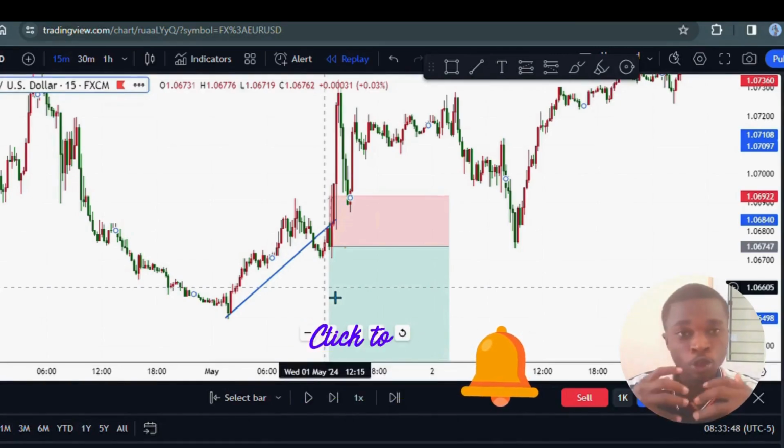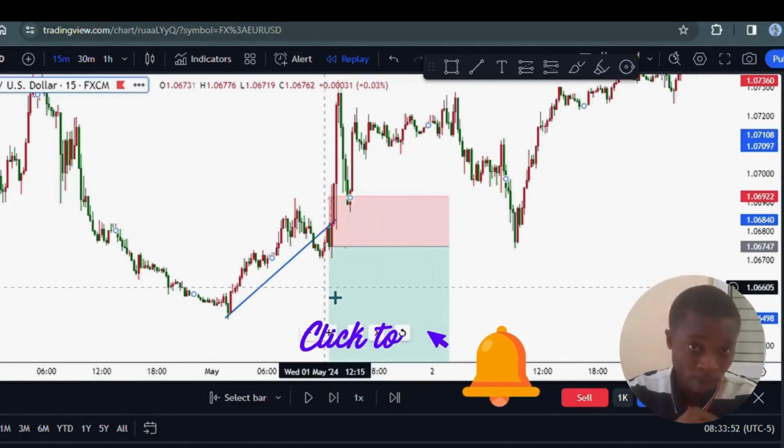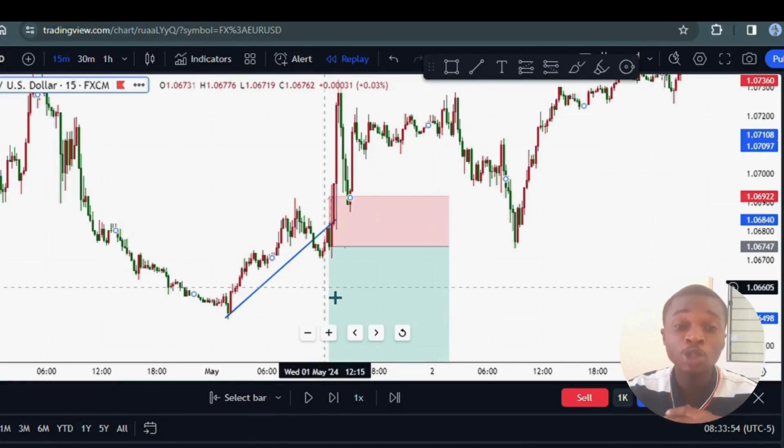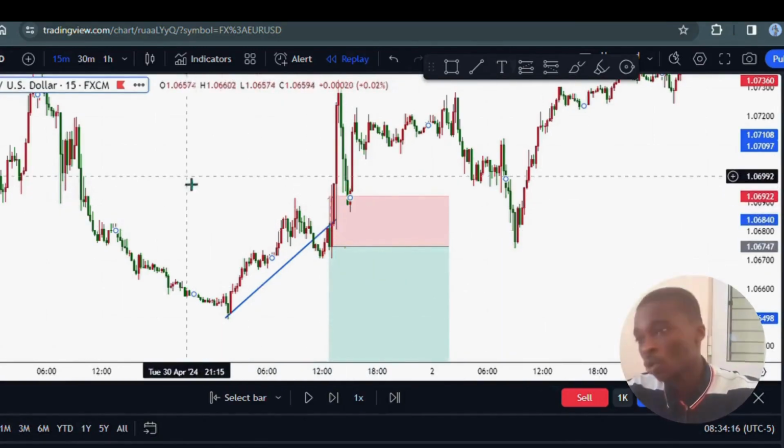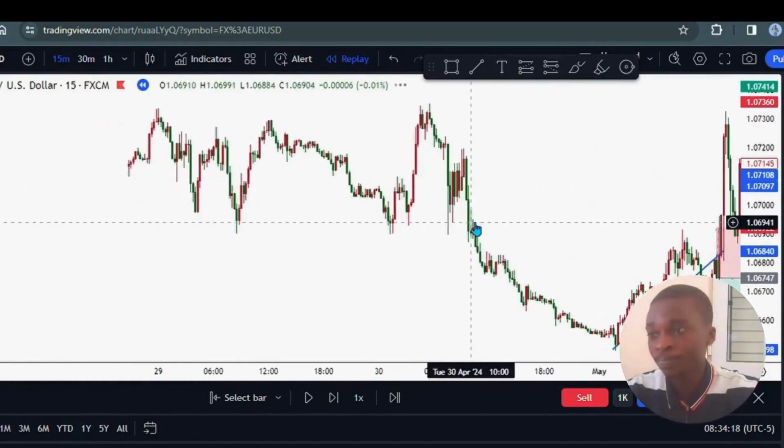So you should learn to draw trend line correctly in order to predict price movement. Learn how to identify trend line in order to predict price movement. Trend line is very important. You need to know how to draw trend line in order to become a profitable forex trader.